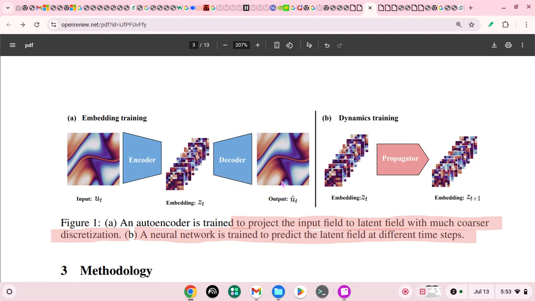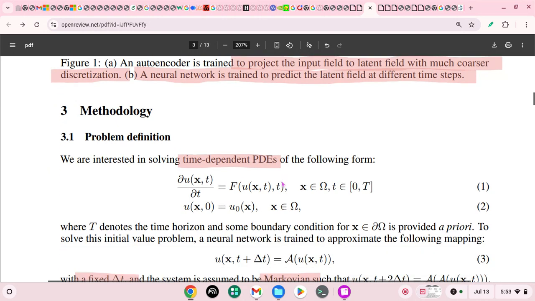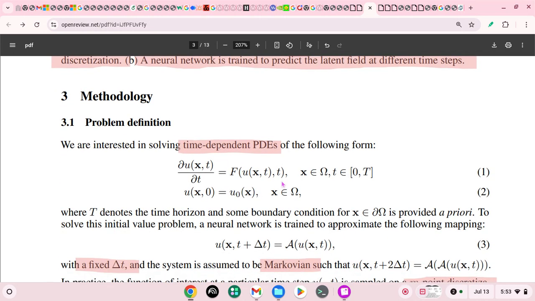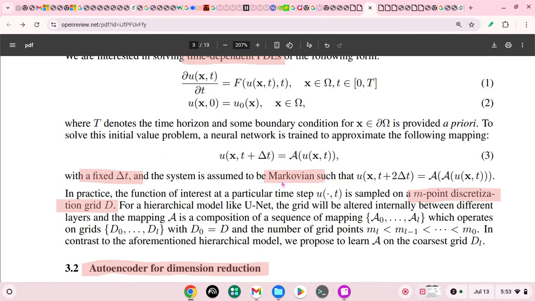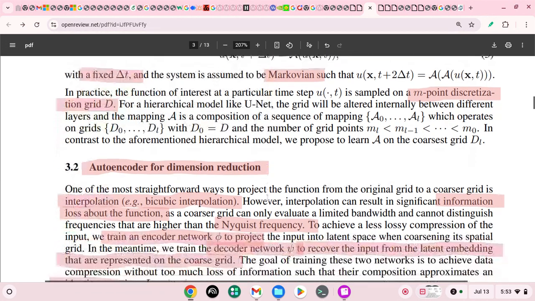So this is the simplest methodology, and they tested against two problems. One is a two-dimensional problem. Since it's a Markovian model, the temporal dynamics only depend on the present state to compute the future state, and it's a discretized domain.